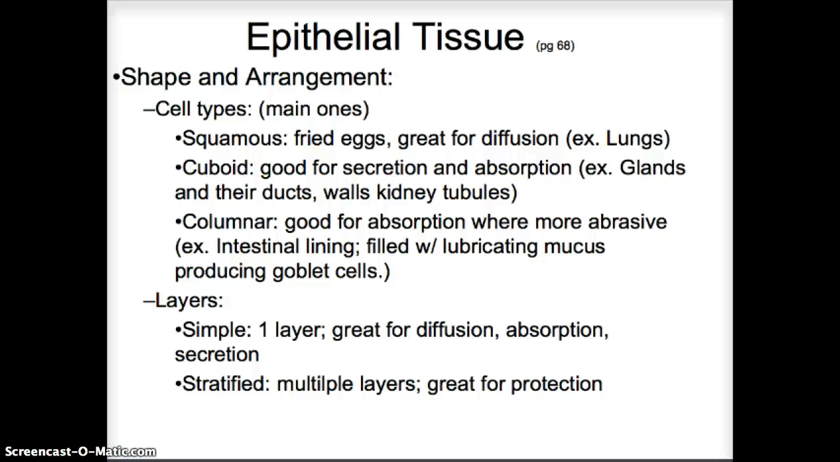And then when we look at the layers, we have a simple layer and the stratified layer. So the one layer is simple, and that is great for diffusion and absorption and secretion. And then a stratified layer is the multiple layer, and that's excellent for protection because, like in the skin, for example, we can bump into things and cells on the outer layers will fluff off and make for a great carpet. But we have many more underneath coming up, and since epithelial tissue is very regenerative, we continuously make new cells, and so we continuously supply those outer layers to be falling off. So that's where protection comes in.